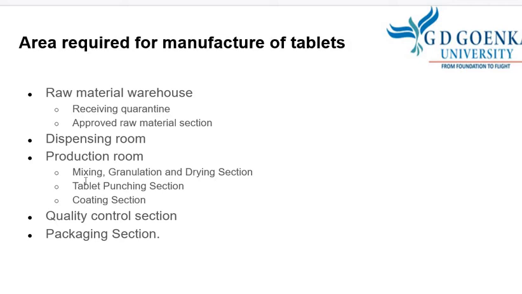Then there is a production area which has either different rooms or the same room containing a mixer and a granulator, a separate drying section, a tablet punching section or compression area, and then if required a coating section if film coating has to be done on the tablets. There is a quality control section wherein all the in-process samples are tested.